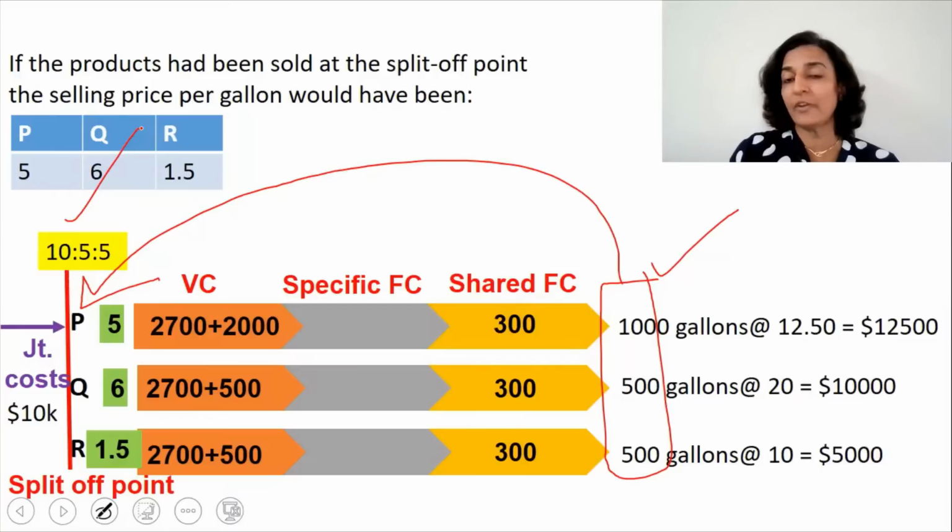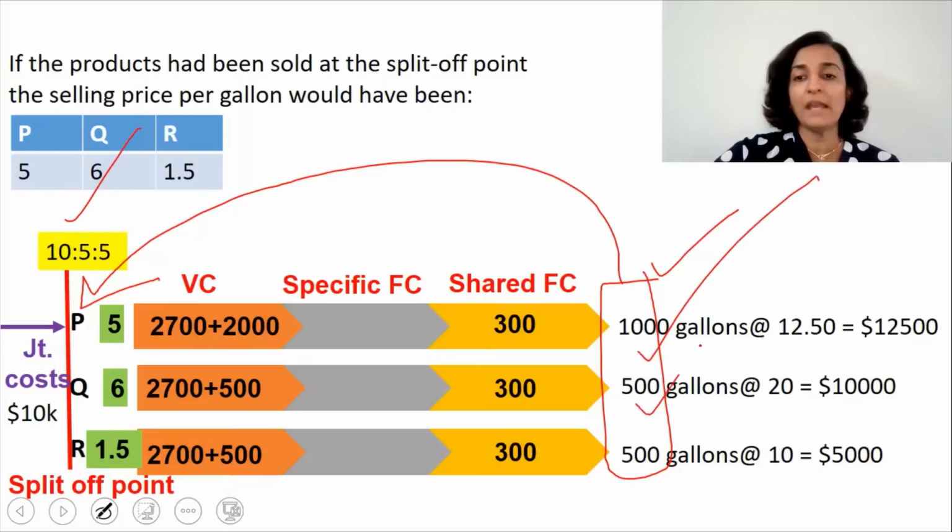So we can very safely assume that the number of units that are produced at split-off point is also 1,000 for P, 500 for Q, and 500 for R. So since it is the same thing, I'm not writing it on the left side.